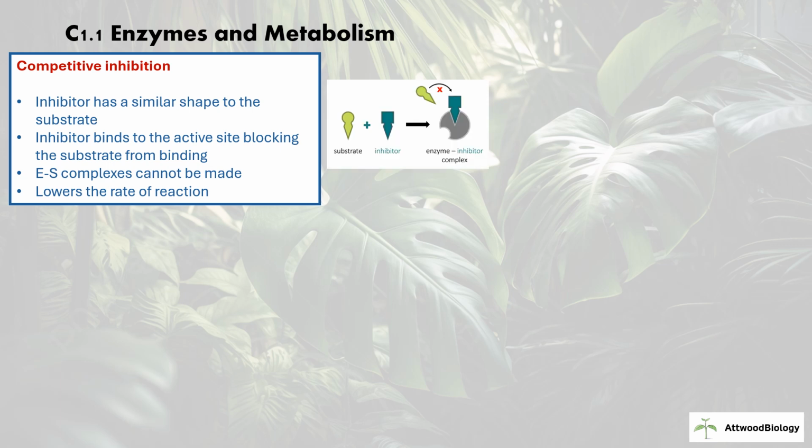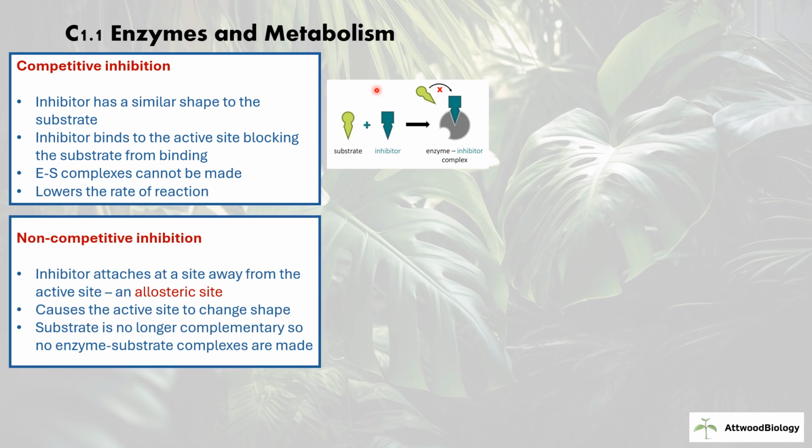In competitive inhibition, you can see that the substrate and the inhibitor have a similar shape to one another. So we have to say that they have a similar shape. They don't have the same shape, but they have a similar shape, and that shape is complementary to the active site of the enzyme. So the inhibitor fits into the active site of the enzyme. It means the substrate cannot fit in, and therefore no enzyme substrate complexes can be made, and it lowers the rate of reaction.